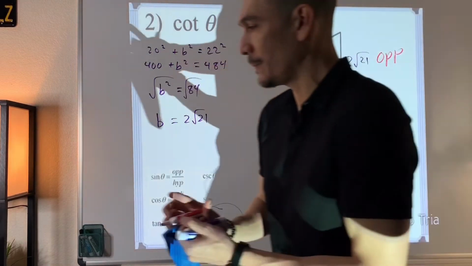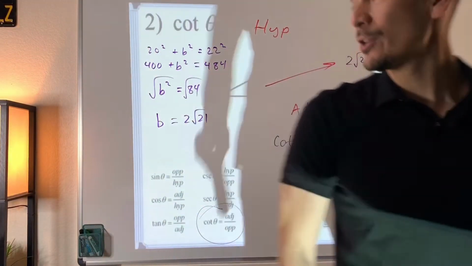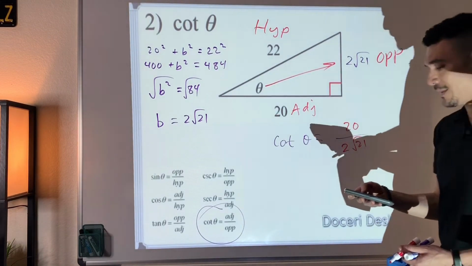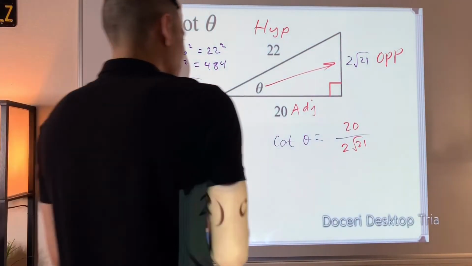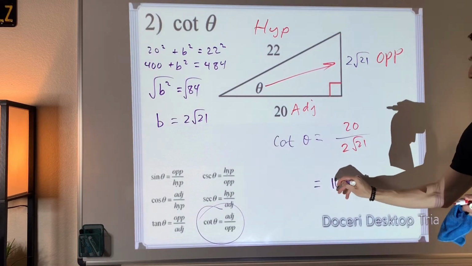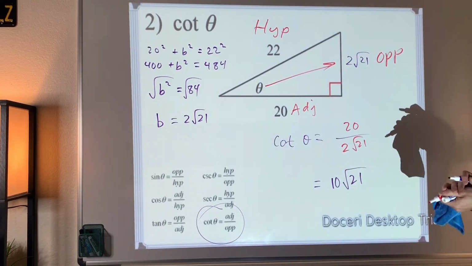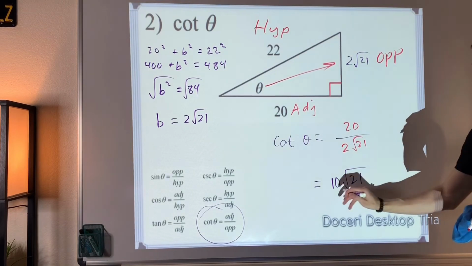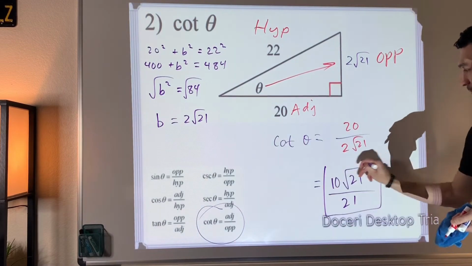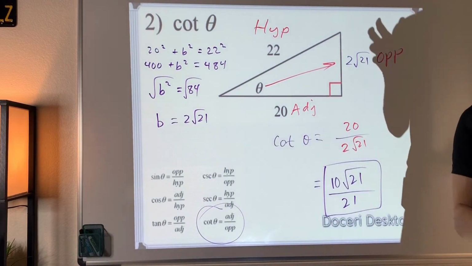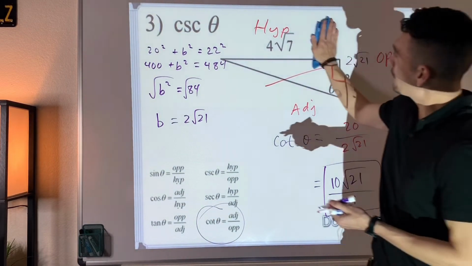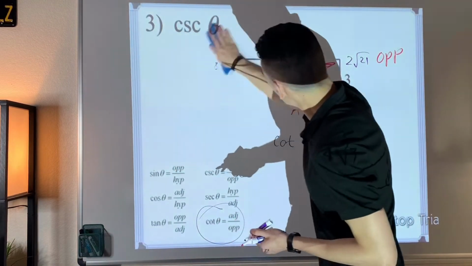Now what you should do is type this into your Casio. And if you do that, it will say something like this. Watch. Type it in. It should say 10 square root 21 over 21. Okay? That's what it should say. All right, so next one. Okay, something like that. So copy this down. Give you some time.